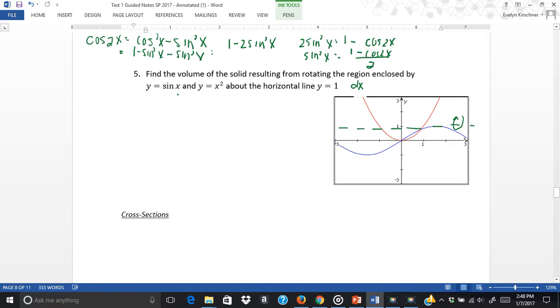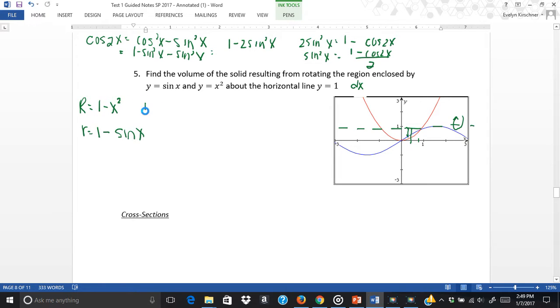So I need to find out what my big R and my little r are. It's good that these are in functions of x, so I don't have to solve anything, but I know that I'm revolving here, so this whole distance is 1, right? And this distance here, just like before, is 1, and this up here is y, right? So it's going to be 1 minus y. Both of them are 1 minus y, so my little r is 1 minus sine x. My big R is 1 minus x squared.